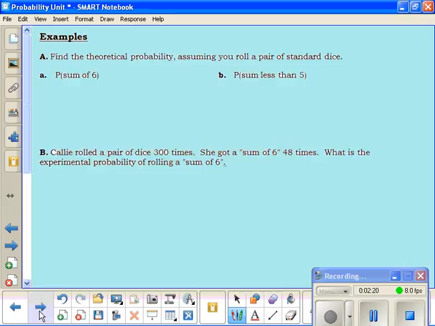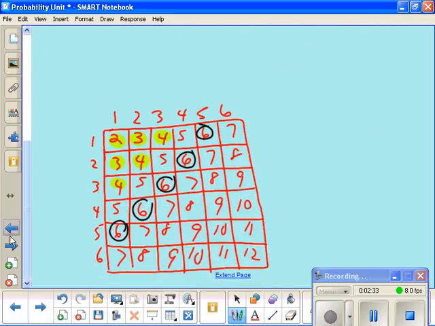So we'll do some examples. Find the theoretical probability assuming you roll a pair of standard number cubes, or standard dice. What's the probability of a sum of 6? So we're talking about the sum of 6. What I've done down here at the bottom is identify the sums of rolling 2 dice. So here is die number 1, and on this side is die number 2. And what happens when I roll a 1 and a 1? I get a sum of 2, and so on. So this table fills in all of that.